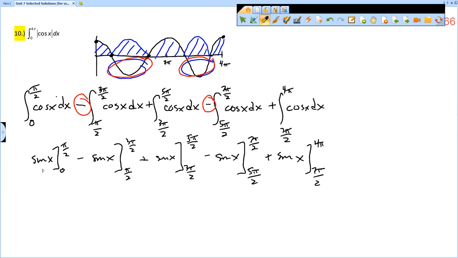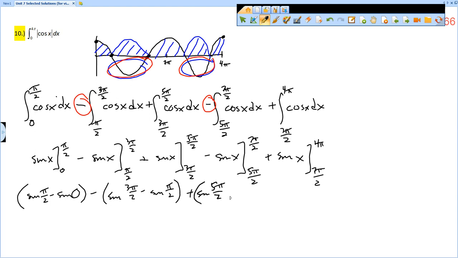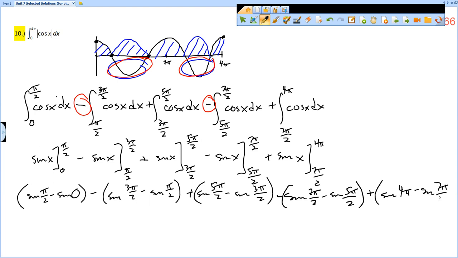So that means I'm going to plug in pi over 2. So sine of pi over 2 minus sine of 0. Then we're going to take sine of 3 pi over 2 minus sine of pi over 2. Then we're going to add sine of 5 pi over 2 minus sine of 3 pi over 2. Then we're going to subtract sine of 7 pi over 2 minus sine of 5 pi over 2. And lastly, we're going to add sine of 4 pi minus sine of 7 pi over 2.